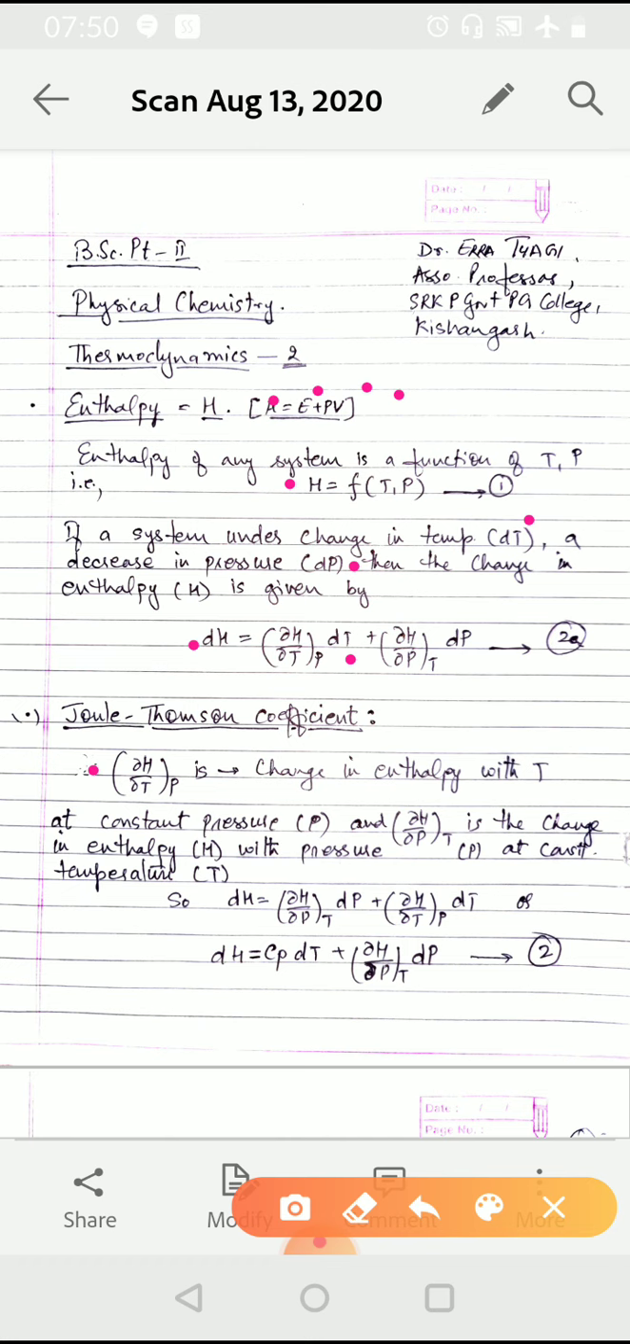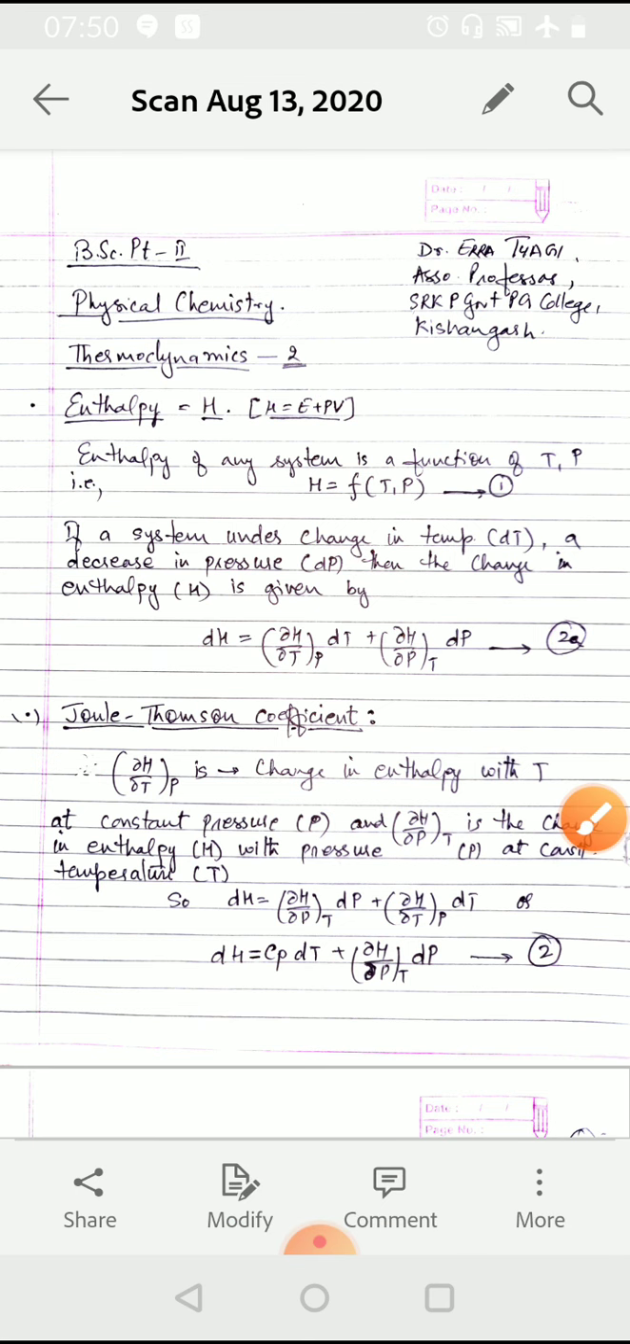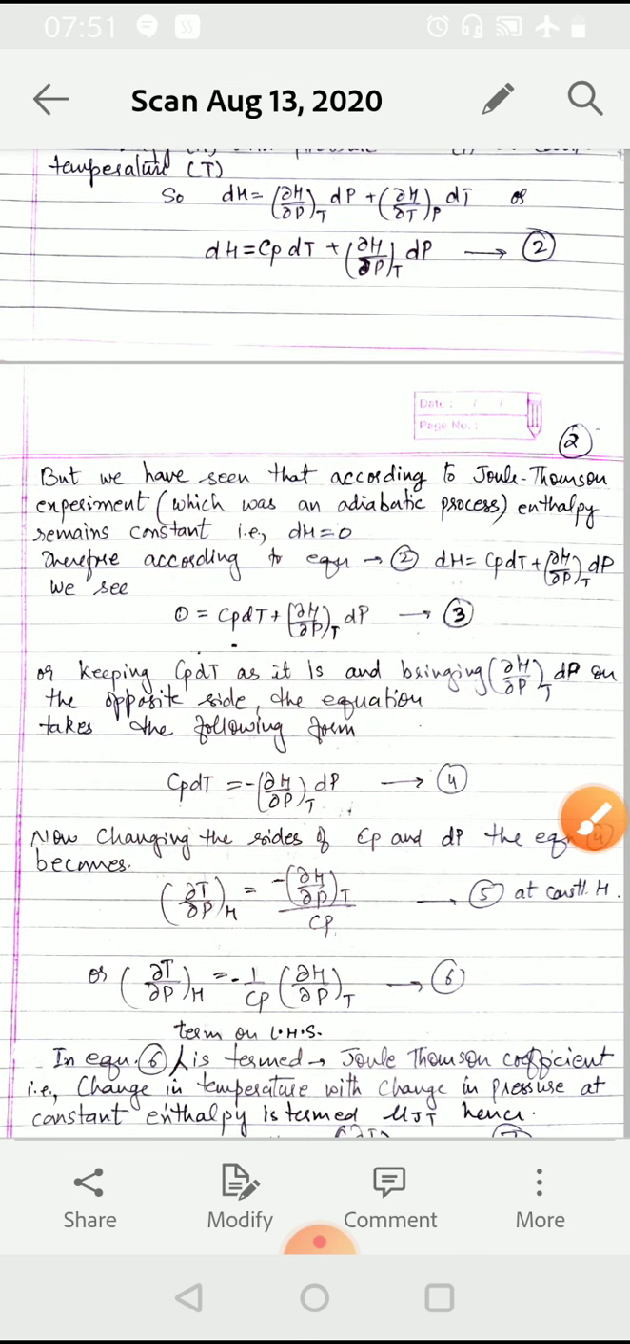Now we see that the first term, (∂H/∂T)p, is equal to Cp. Substituting this value Cp in equation 2a, equation 2 becomes dH = Cp dT + (∂H/∂P)T dP. But we have seen that according to the Joule-Thomson experiment, which we did in the last video and which was an adiabatic process, enthalpy during the process remains constant, that is dH = 0.